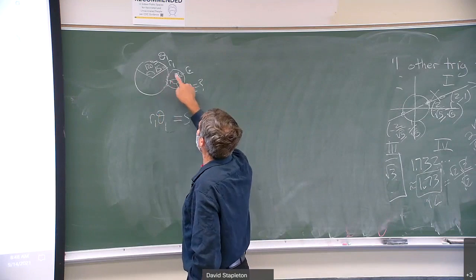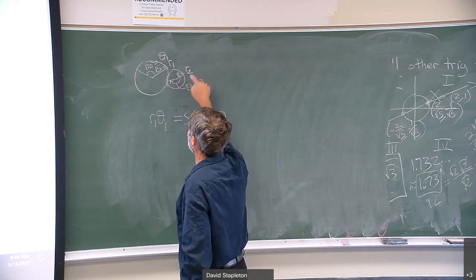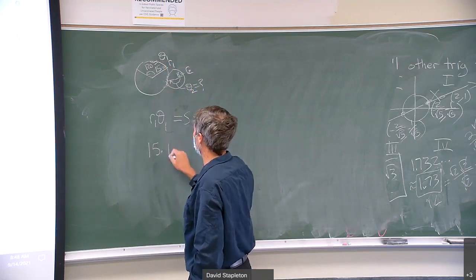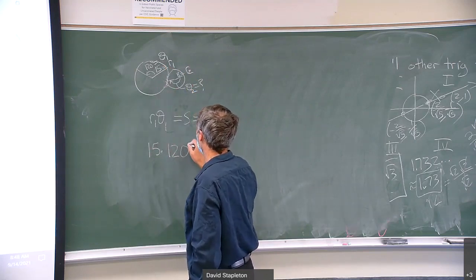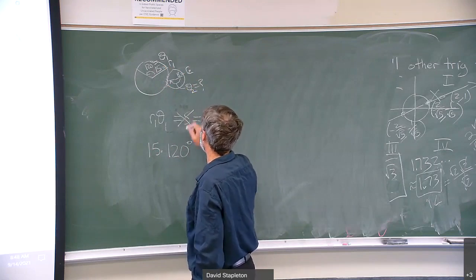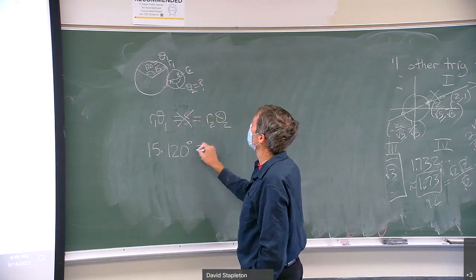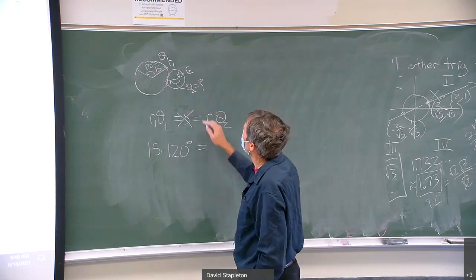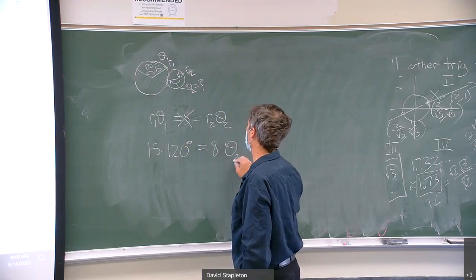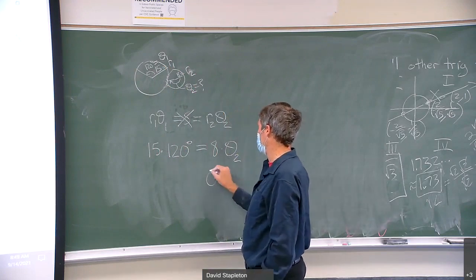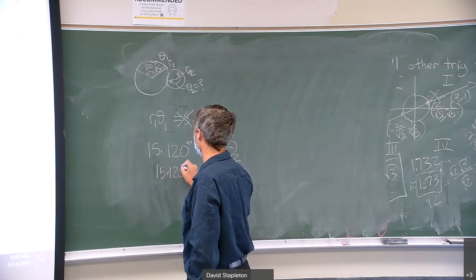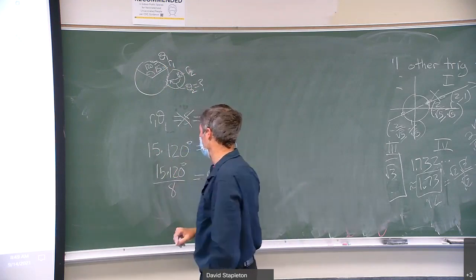Now I put in everything I know. I know R1, theta 1, and R2. I just put them in. R1 is 15 times 120 degrees. We can put it in radians if you want. Equals R2, which is 8, times theta 2 that I want to find. Evidently, theta 2 is 15 times 120 degrees over 8. Nothing more to it than that.